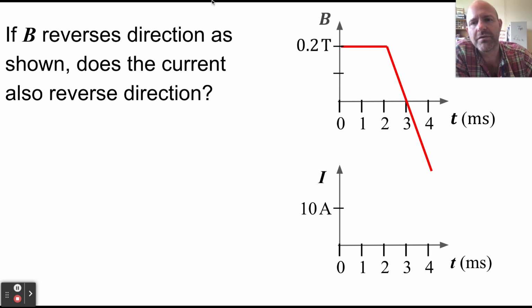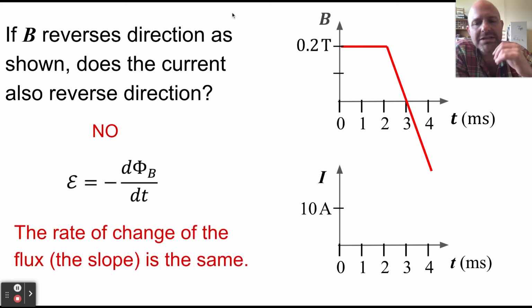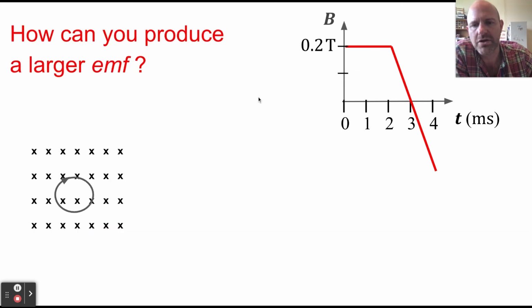If the magnetic field reverses direction, does the current reverse direction? Let's take a look. No. And again, it's the rate of change. So this is a negative change all the way along, right? This is kind of like saying that changing your position going from the positive side of the origin to the negative side of the origin, does that mean the sign of your velocity changes? No, as long as the slope is the same. The slope of this line of the magnetic field as a function of time is the rate of change of flux. So for the entirety from 2 to 4 milliseconds, we have a constant current.